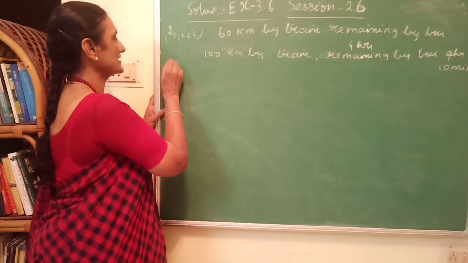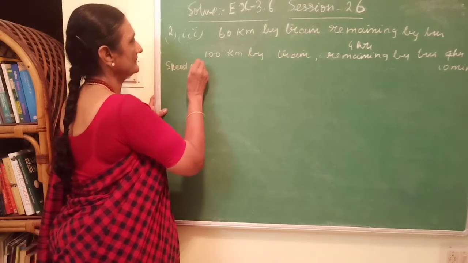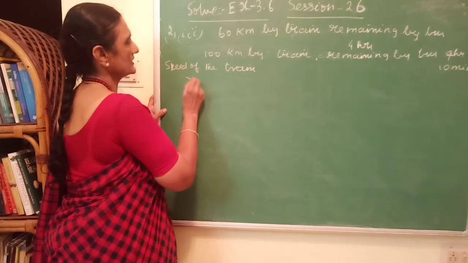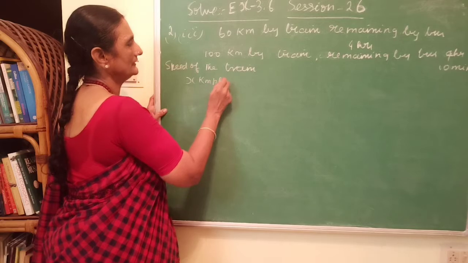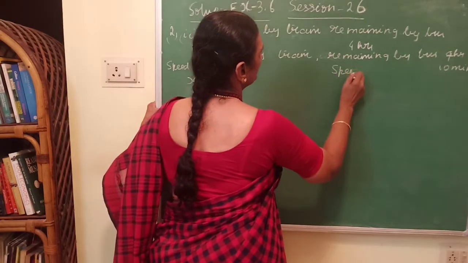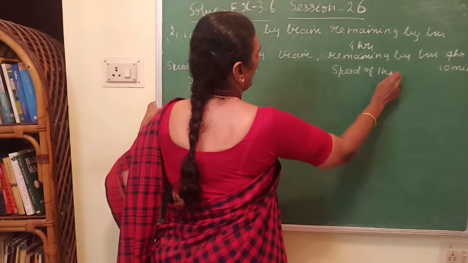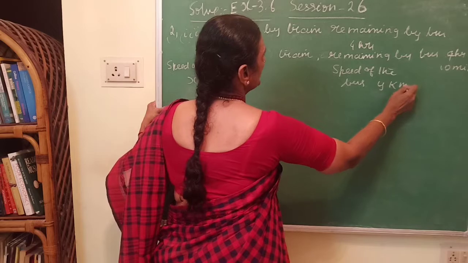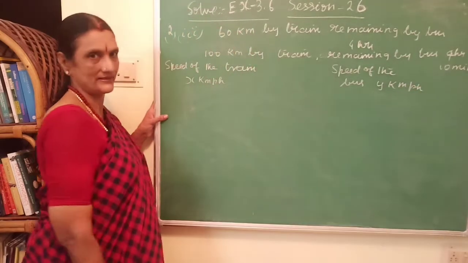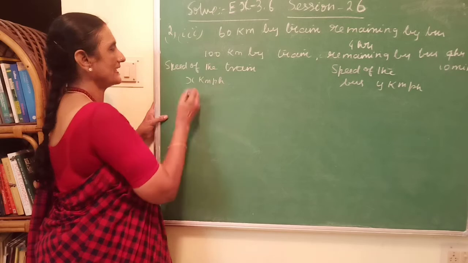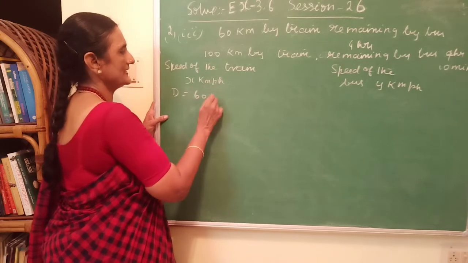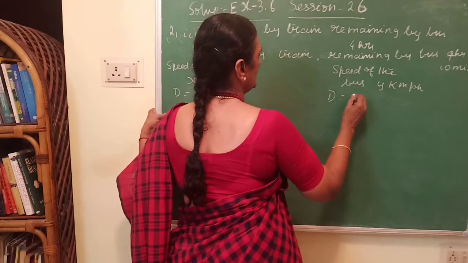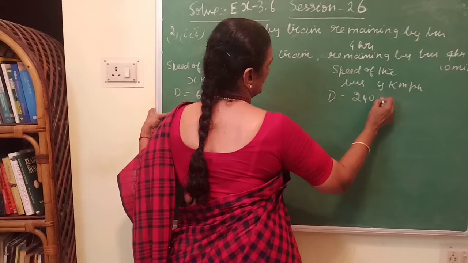So let us first assume the speed of the train is equal to some x kilometers per hour. The speed of the bus is equal to y kilometers per hour. I can write it like this. Okay. Now the distance here is 60 kilometers, whereas the distance here is 300 minus 60, which is 240 kilometers.